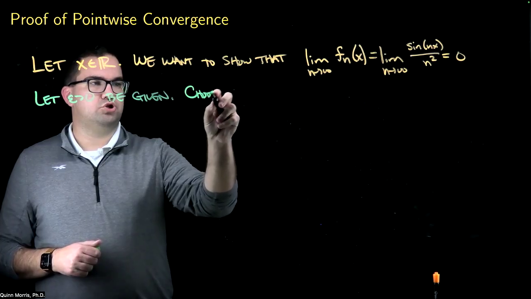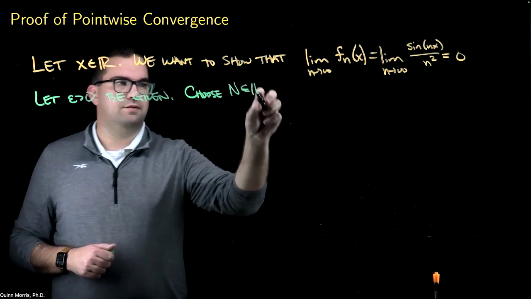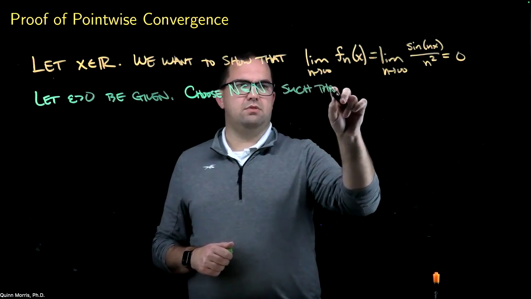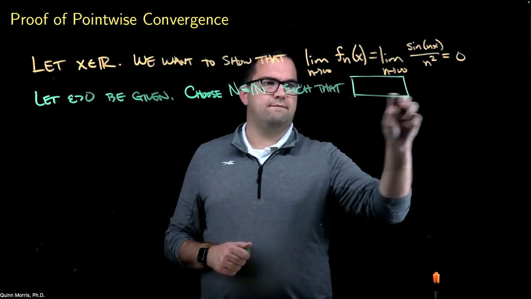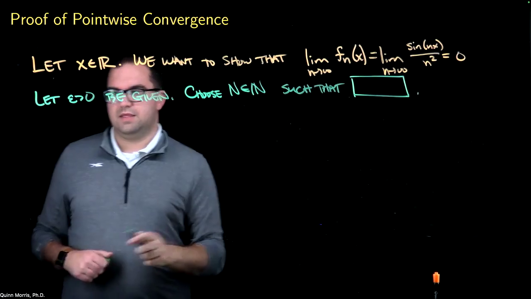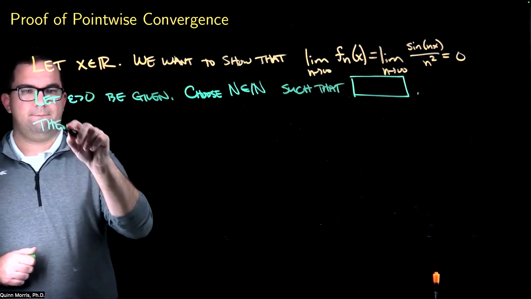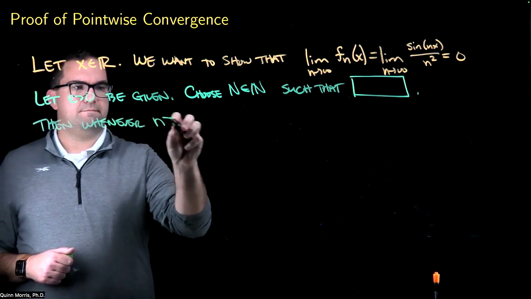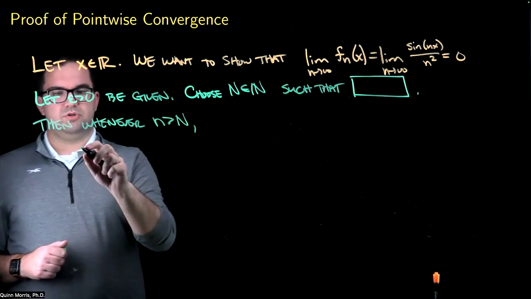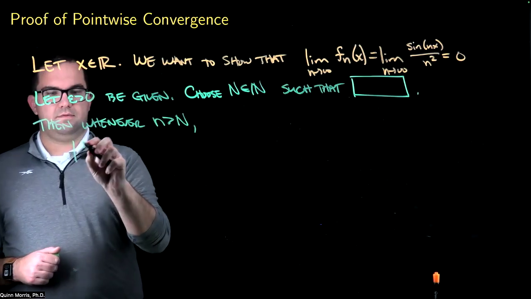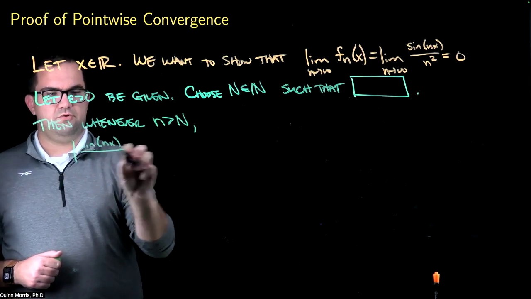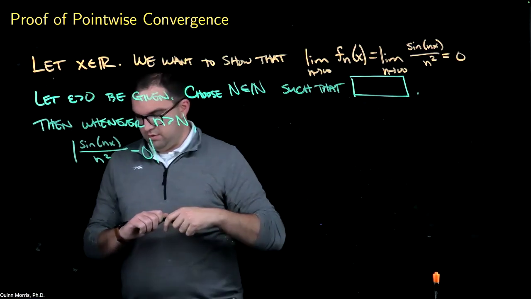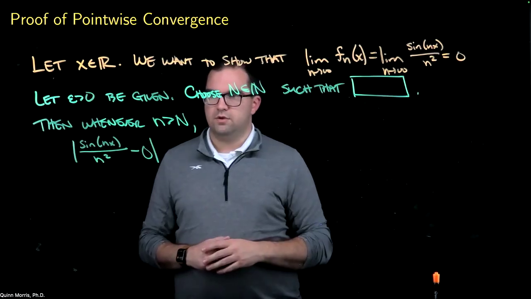And now I've got to somehow choose a natural number, capital N. Okay, how am I going to choose that? I don't know. Let's give ourselves a second. Okay. And then I want to say, well, then whenever little n is greater than capital N, I want to show that the absolute value of sine of nx over n squared minus 0, I want to show that's all less than epsilon. All right, great.